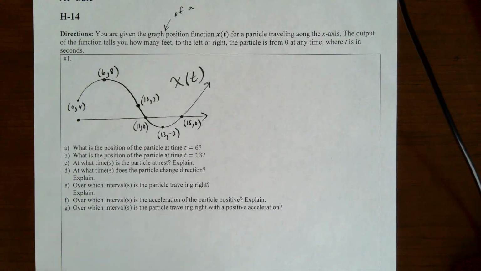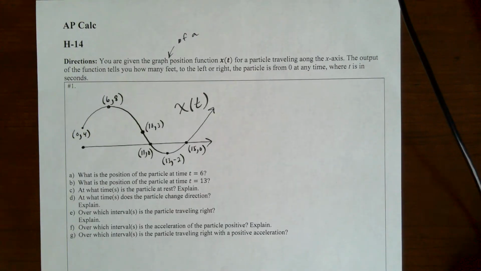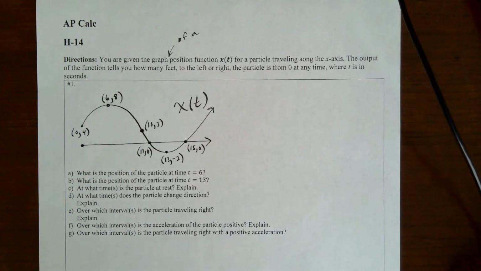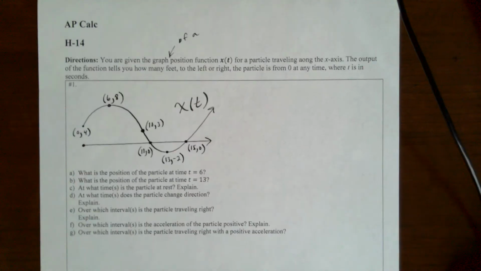Okay guys, so now we're actually going to do a problem. So this is H-14, the directions. You are given the graph of a position function, x of t, for a particle traveling along the x-axis. The output of the function tells you how many feet to the left or right the particle is from 0 at any time, where t is in seconds.